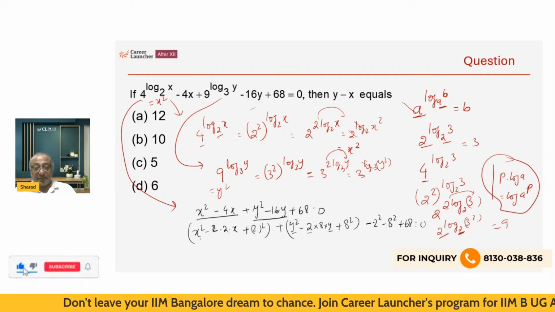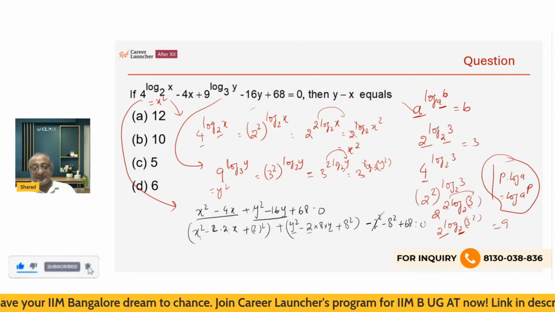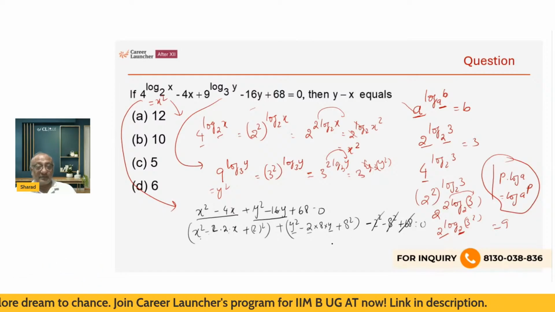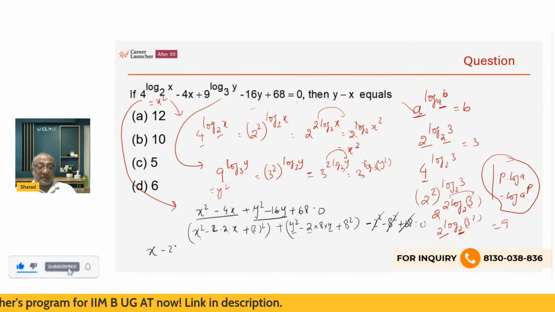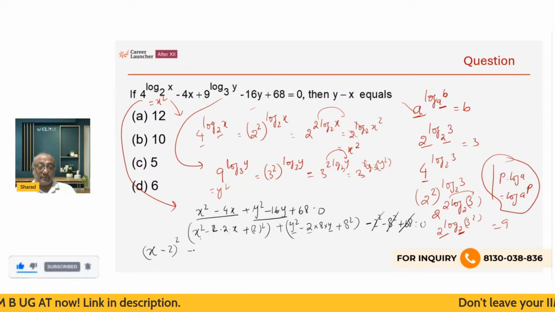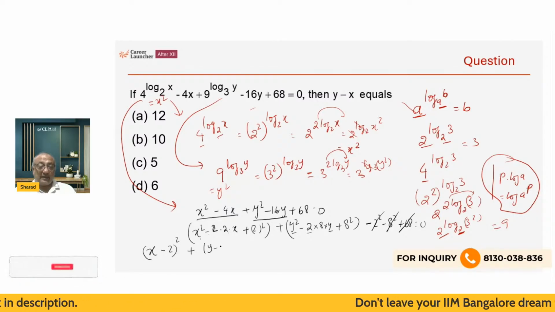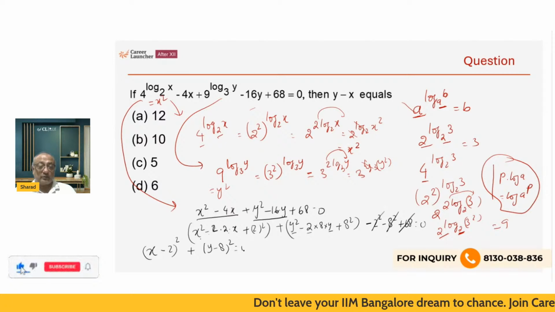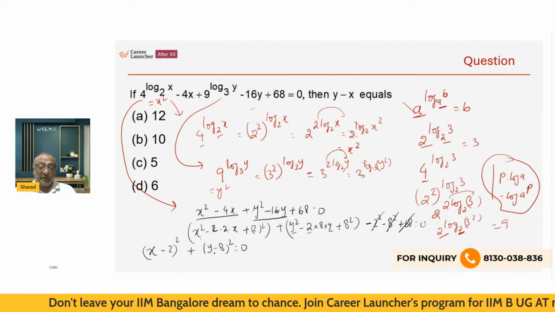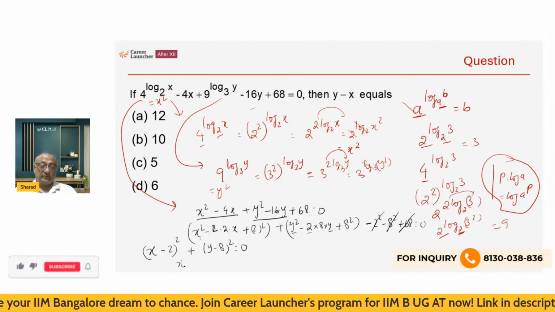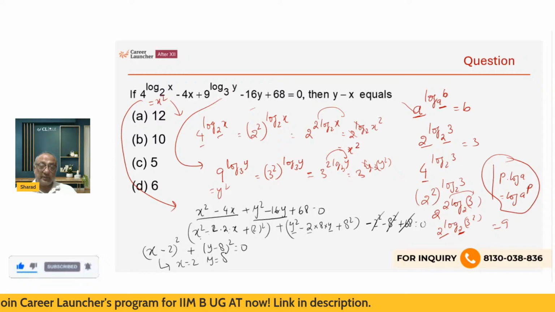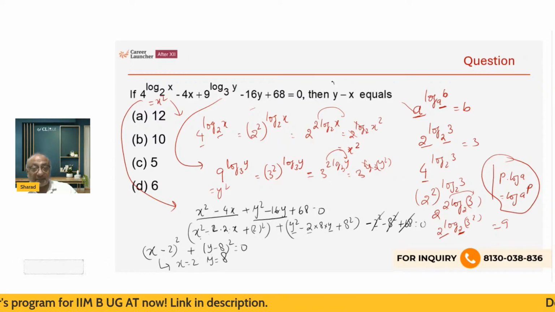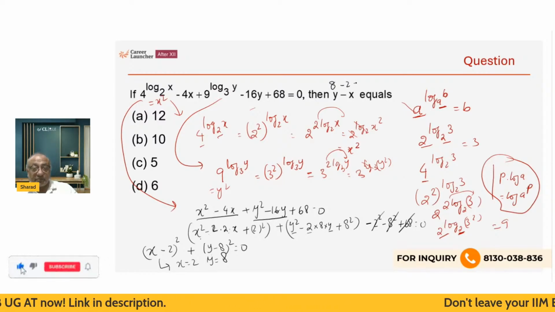Now see the beauty of it. 4 plus 64 will get cancelled with this. So a sum of squares comes: x minus 2 whole square plus y minus 8 whole square is equal to 0. As both are perfect squares, children, they have to be individually 0. If these are 0, then x will be equal to 2 and y will be equal to 8. So what is the value of y minus 6? 8 minus 2 is equal to 6.